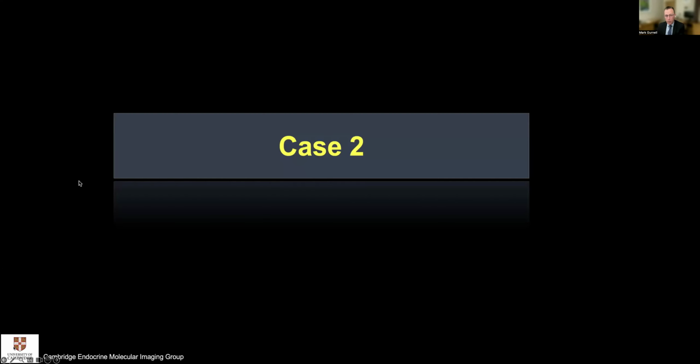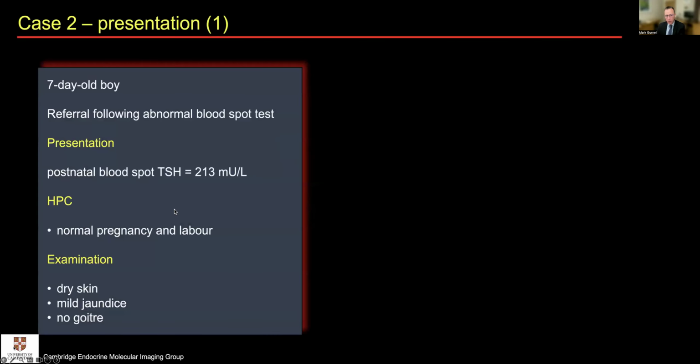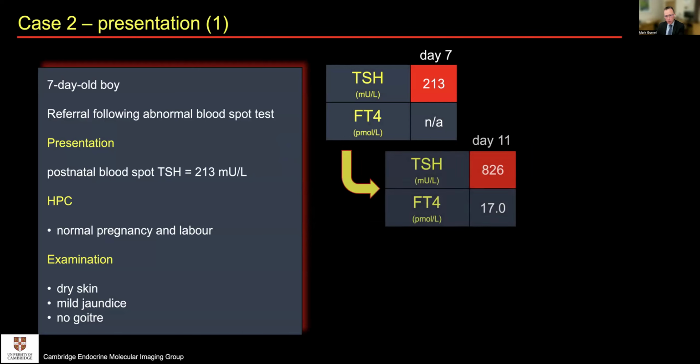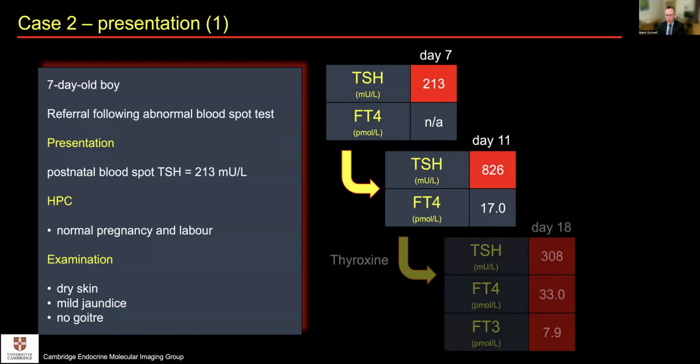Now, indeed, there are other ways in which the TSH assay can also have problems. I'm going to use a slightly different case here to illustrate this. This was a 7-year-old child who was detected to have a markedly elevated TSH on the blood spot post-birth. Now, there's no real concern in the pregnancy or in the labor itself or in the early postnatal period, but you can see the TSH was markedly elevated. And actually, when it was repeated 4 days later, it was even higher. And that caused sufficient consternation that the child was started on thyroxine.